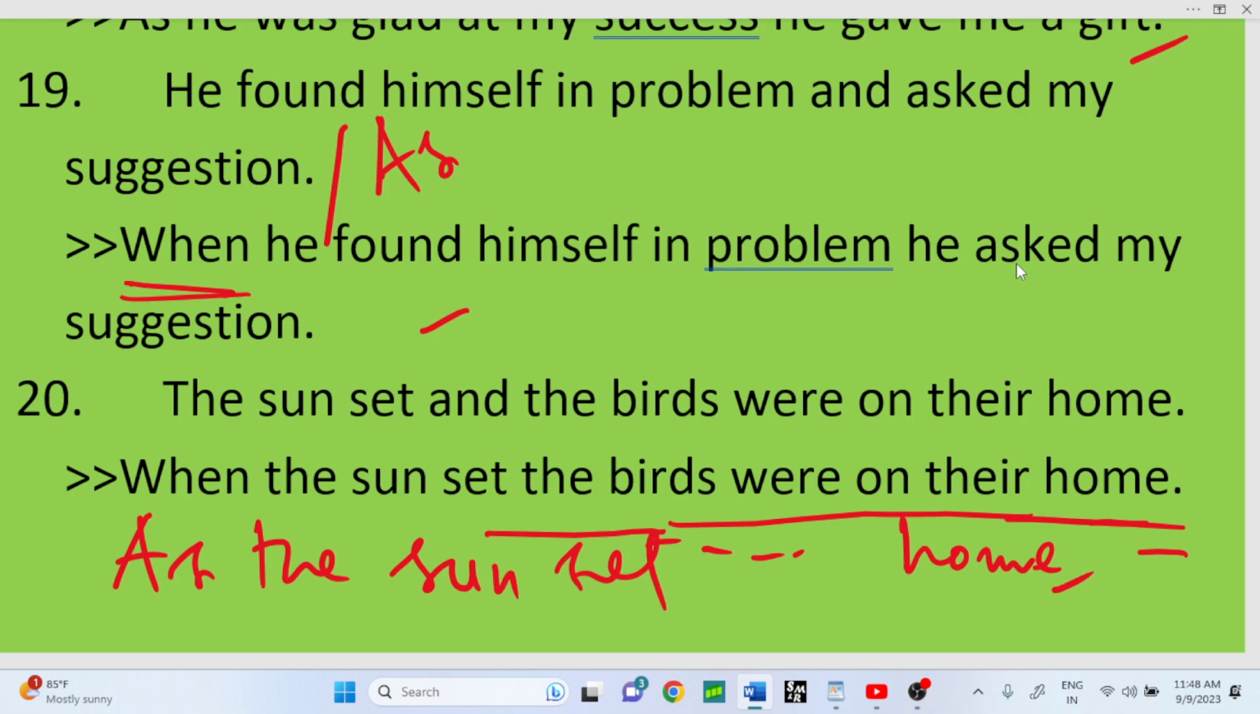So dear students, this is all about the very transformation regarding compound into complex sentence, and I think the class is helpful for all of you.